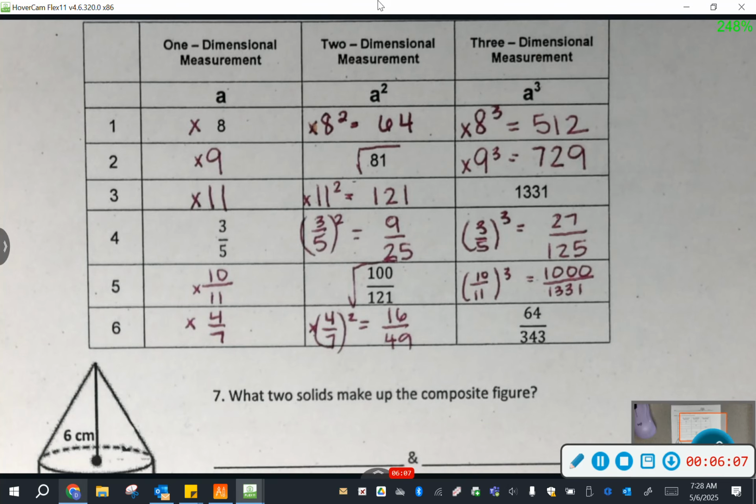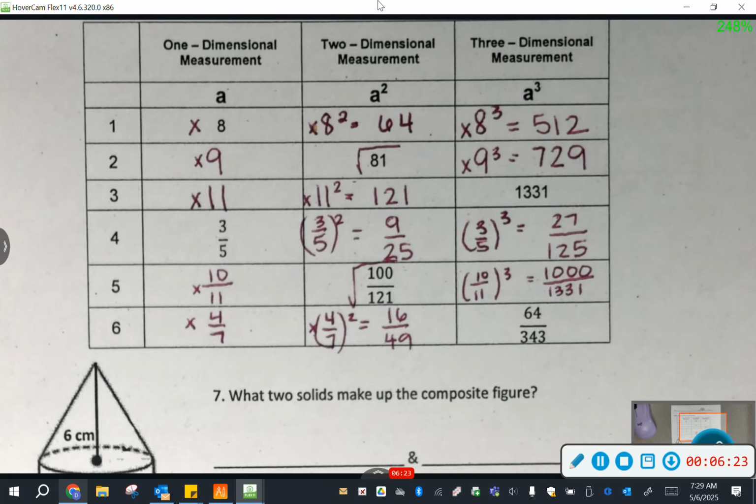Do I have any questions? Okay. We'll review this the day before the test on Thursday, but this is 8 points on your test. Can we get that? We can get that 8 points.